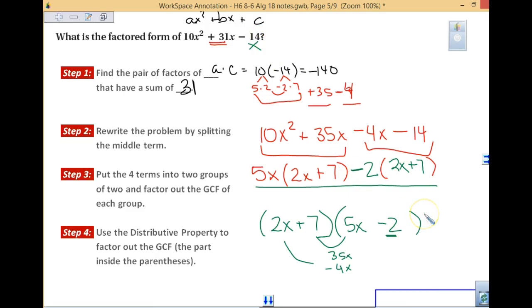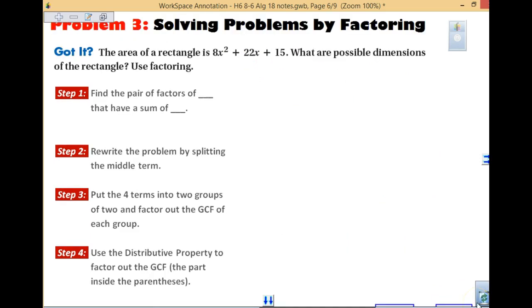So you can check these every single time. You can make sure that when you do the problem, you can go back and you have to get this answer if you multiply it out. Does that make sense? Okay, so let's go to another one. Check to see how you're doing on this. We got 2 more that we're going to do.